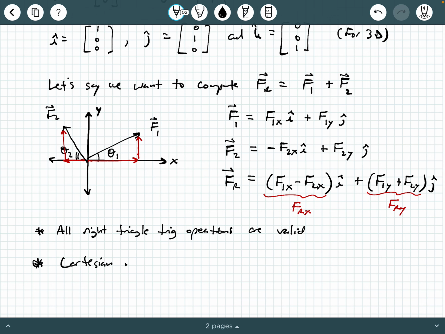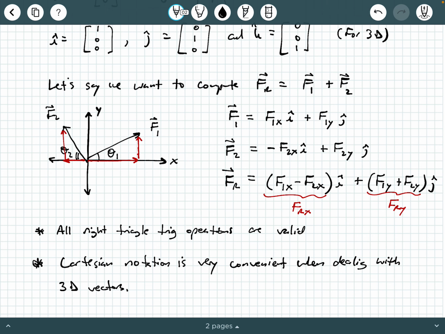And another note I'm going to make is: Cartesian notation is very convenient when dealing with 3D vectors. Okay, now I said it earlier in this video, you can use Cartesian vector notation with these unit vectors for two-dimensional vectors, no problem.